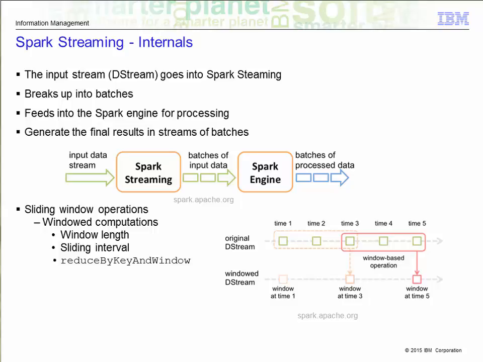To put it in a different perspective, say you wanted to generate word counts over the last 30 seconds of data every 10 seconds. To do this, you would apply the reduceByKeyAndWindow operation on the pairs of DStreams of (word, 1) pairs over the last 30 seconds of data.